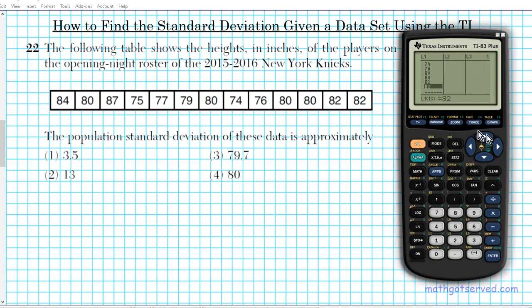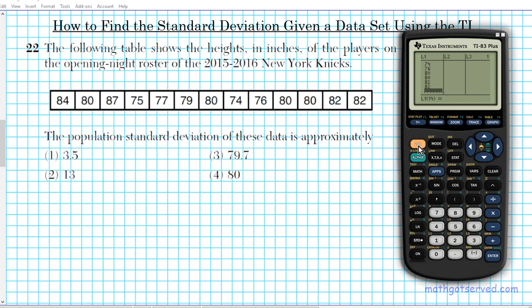Okay, so we've checked the numbers, and then let's just go over the actual values. Even though we have 13, it doesn't mean that they're all correct. So let's go over the actual values again, just to ensure that every entry is accurate. 84 check, 80 check, 87 check, 75 check, 77, 79 check, 80, 74, 76, 80, 80, 82, 82. Perfect, we have everything entered.